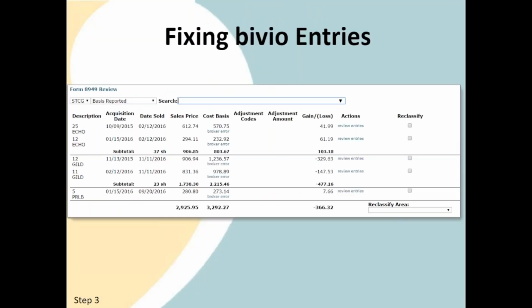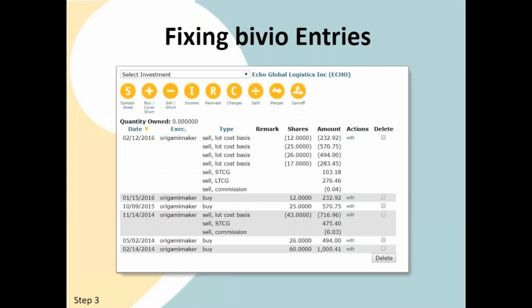If you find discrepancies, you need to determine why they are there. If you need to make corrections in bivio, you can jump back to the transactions that have been entered for the stock when you select the Review Entries link. It will take you to the investment transaction page or pages for the stock in question. You will need to correct whatever bivio entry or entries were wrong to fix your problem.